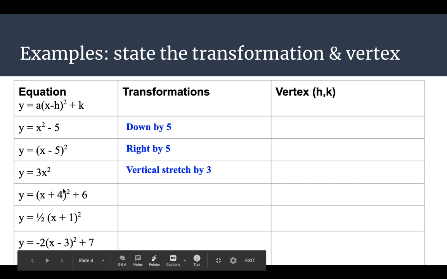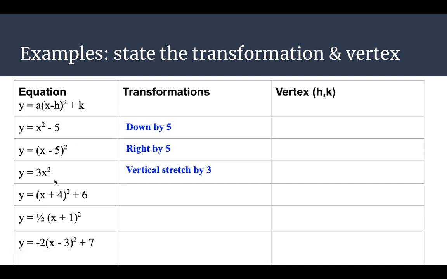This time we have an x plus 4, which means to make that happen, we had to put in a negative 4. So that means we've moved to the left by 4, and the 6 is where the k is, so we've moved up by 6. So up by 6, left by 4.